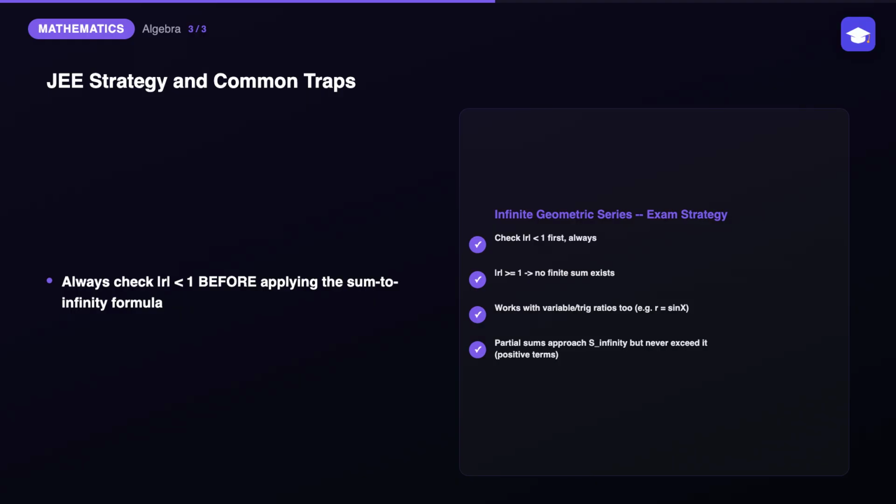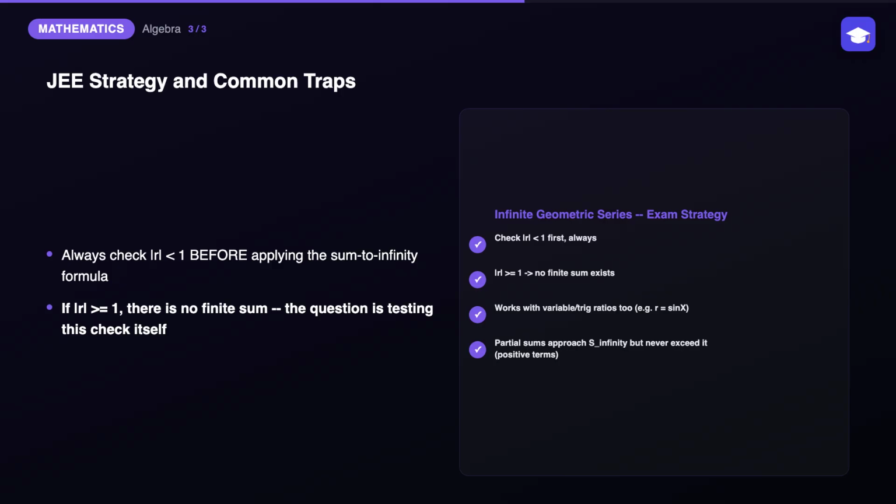A genuinely frequently tested JEE trap involves students applying the sum to infinity formula without first genuinely checking the convergence condition if a problem gives a common ratio with magnitude 1 or greater. There simply is no finite sum to infinity, and any answer computed by blindly plugging into the formula would be genuinely meaningless. Always verify -1 is less than r is less than 1 before proceeding.